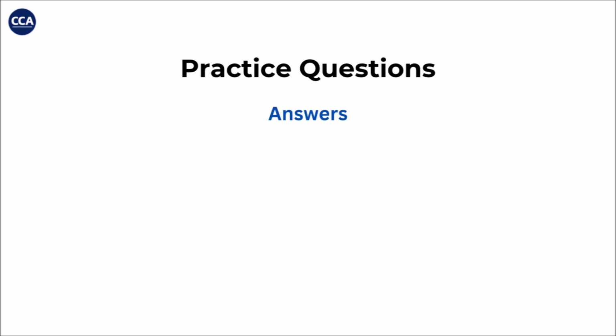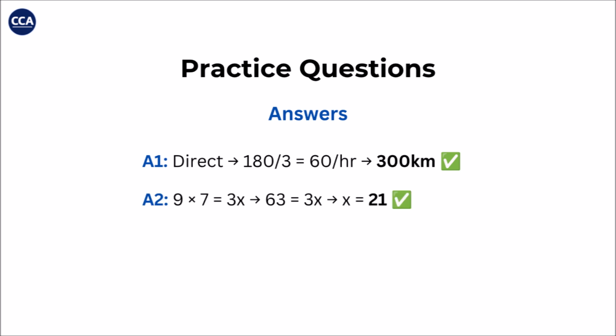Here are your answers. Answer 1. Direct proportion. More time, more distance. 180 over 3 equals distance over 5. Cross multiply. 3 times distance equals 900. Distance equals 300 kilometers. Answer 2. Cross multiply. 9 times 7 equals 3 times x. 63 equals 3x. X equals 21.